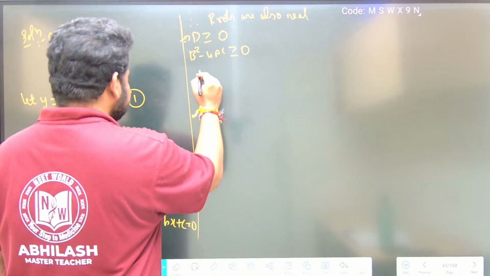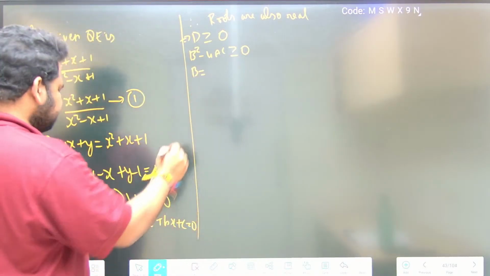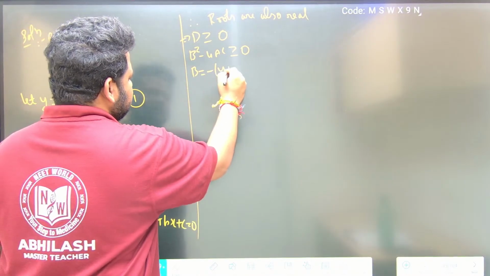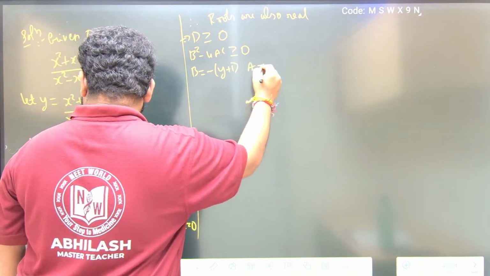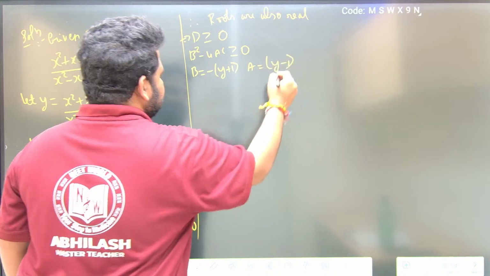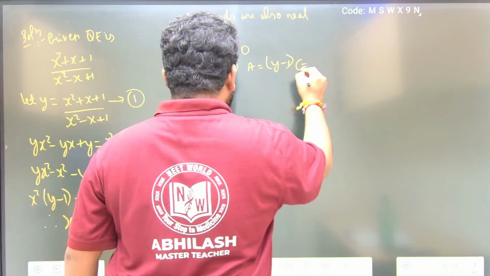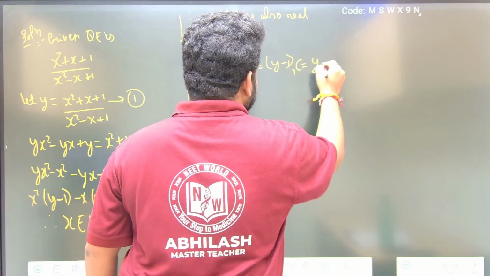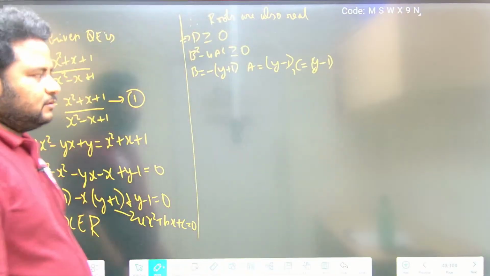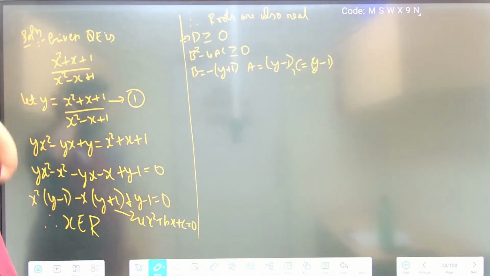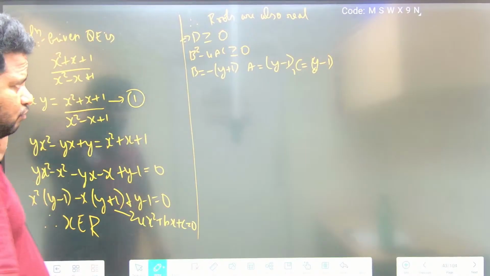B here is what I am having? Minus of y plus 1. A here is what? A here is y minus 1. C here is what? What is the value of c here? C here is y minus 1. Okay, A here is y minus 1 and C here is y minus 1. Correct. Now b square minus 4ac.